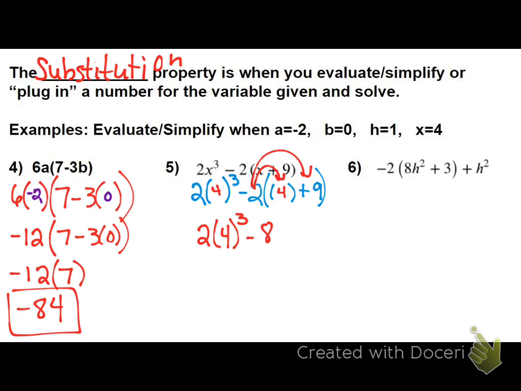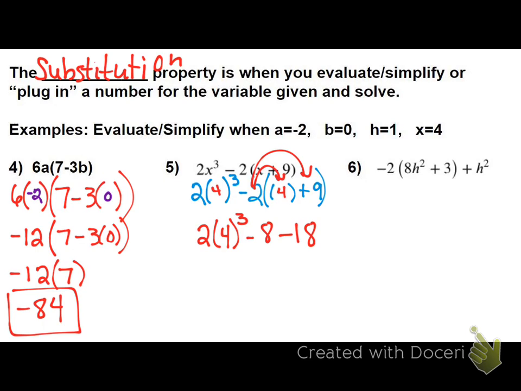Okay. And then if I take -2 times positive 9? -18. Okay. What's my next step going to have to be then? 2 times 4. No. Why not? Why is that wrong? Why wouldn't I take 2 times 4? Exponents first. Yeah, I got to get rid of the exponents first.